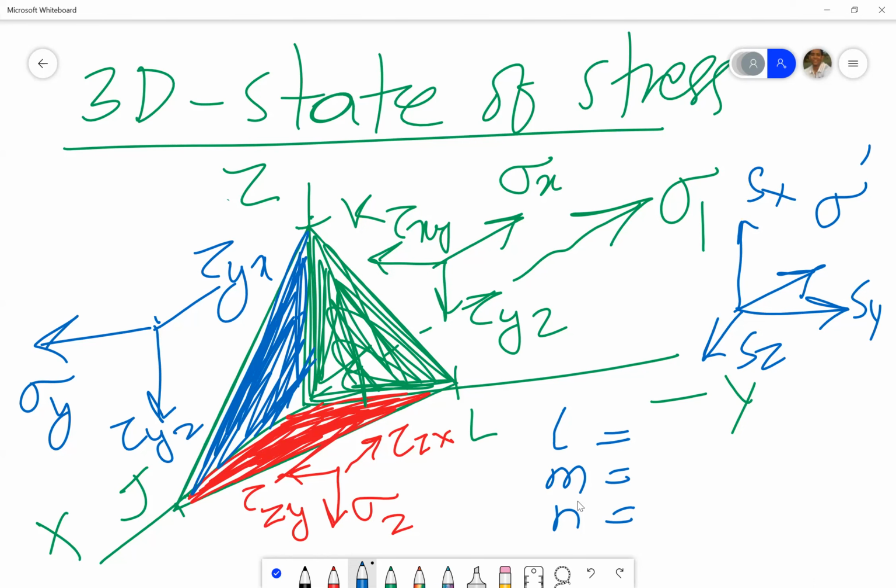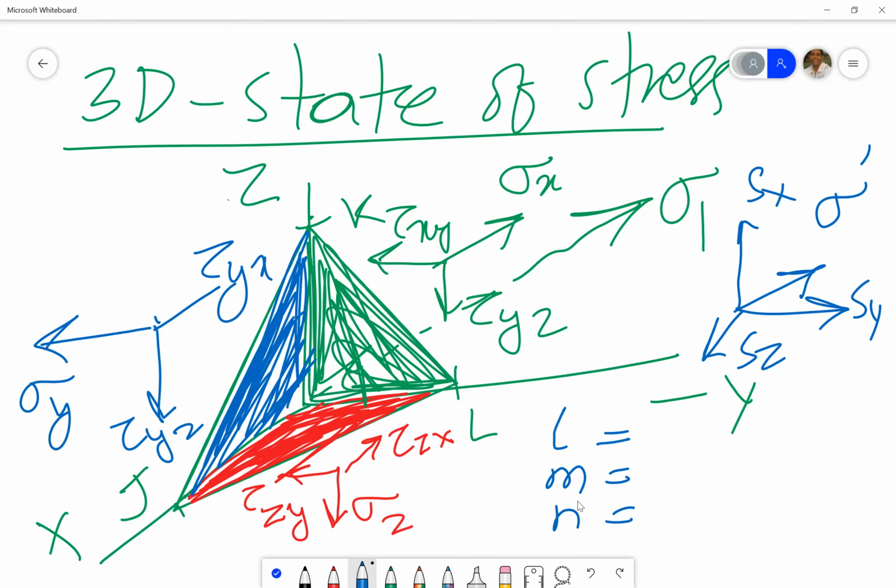What do we mean by Sx? Sx is the component of the stress acting along the x axis. Sy is the component of the stress acting along the y axis. And Sz is the component of the stress on the oblique plane along the z axis. So what are the values of Sx, Sy and Sz?